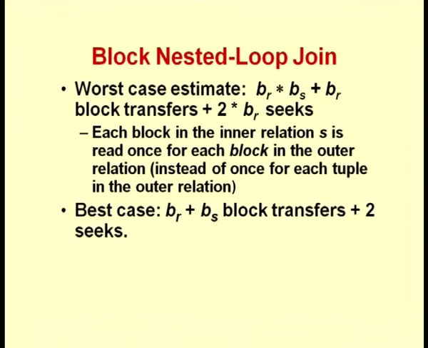The worst case estimate here is br * bs + br block transfers and 2 * br seeks. Each block in the inner relation S is read once for each block in the outer relation, instead of once for each tuple in the outer relation. So, the best case is, as you see, br + bs block transfers plus 2 seeks.